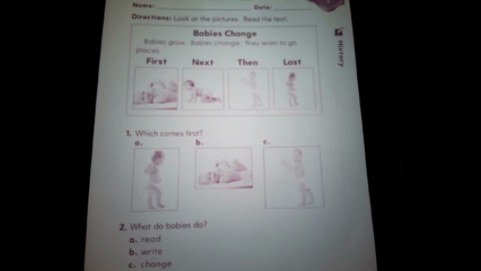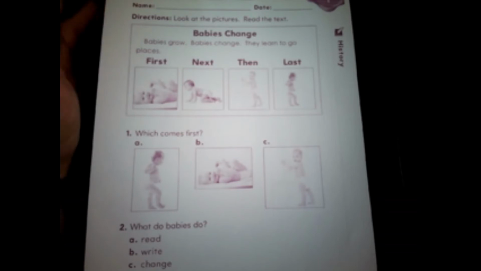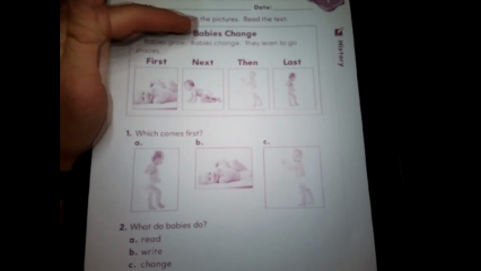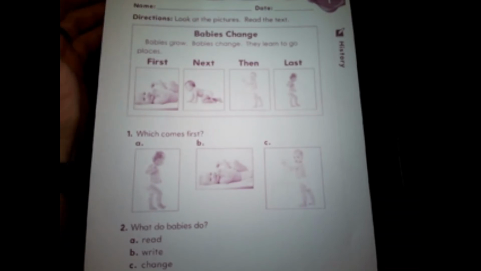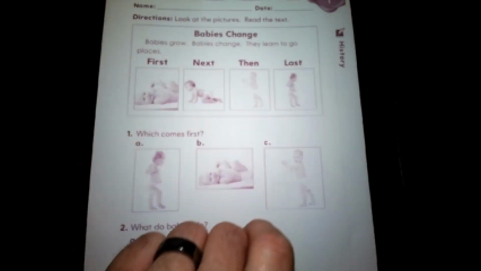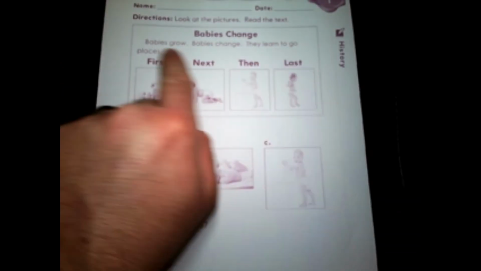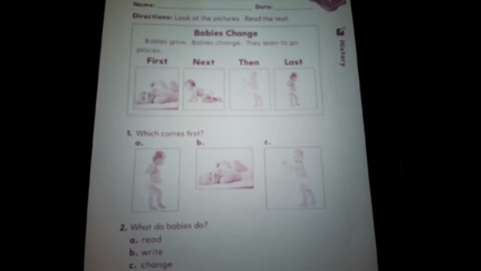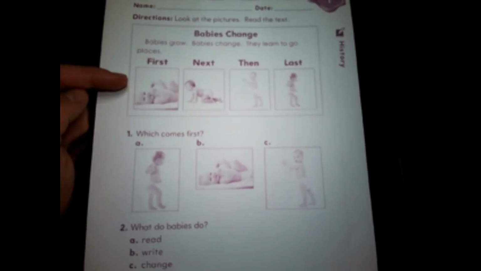Our social studies lesson this week is going to be about timelines and following things from a point A to a point B. And we're going to start off with our lesson with babies. Okay, this worksheet is called Babies Change. And let's go ahead and read this little information here. It says, babies grow, babies change, they learn to go places. Okay. You'll notice the first picture here is a small little baby.